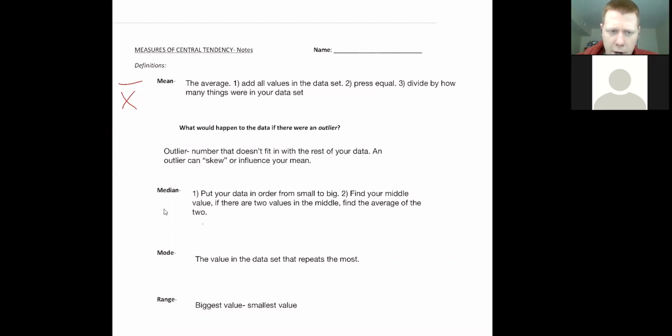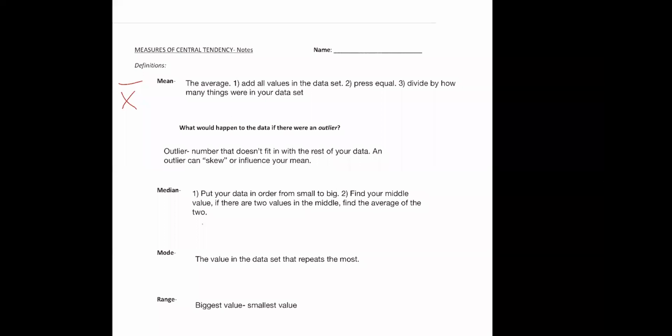Our next measure of central tendency is our median. Sorry. So looking at our median, if you remember from probably back in middle school, to find your median you put your data in order from small to big, or least to greatest. And then your median is basically your middle value. If there's two values in the middle, though, you're going to add them up and divide by two, or basically find the average between those two numbers.